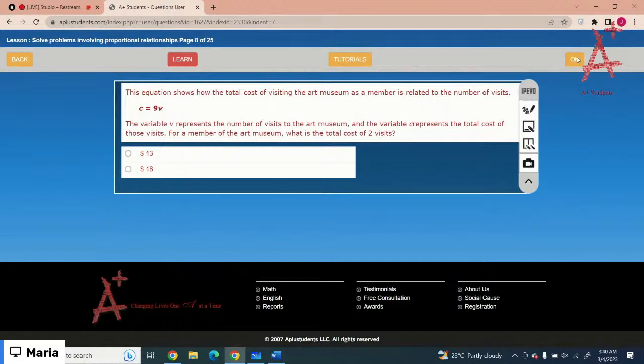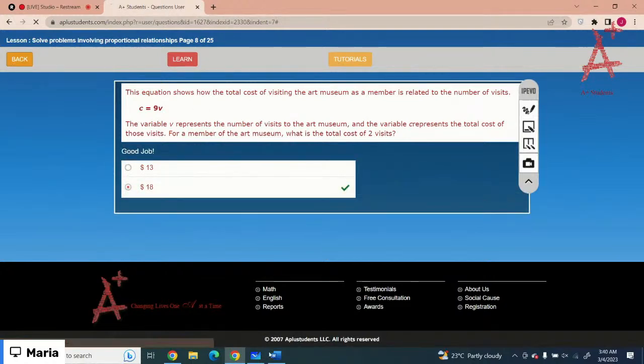You need to calculate the cost for 2 visits. Got it? So 9 times v, replace the v with the value. So 9 times 2 is $18. Got it?